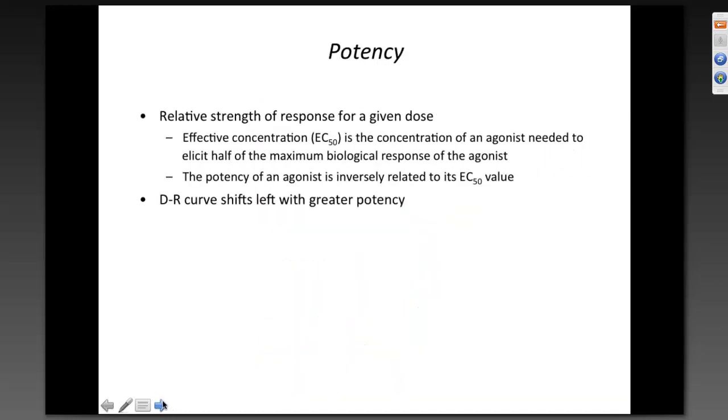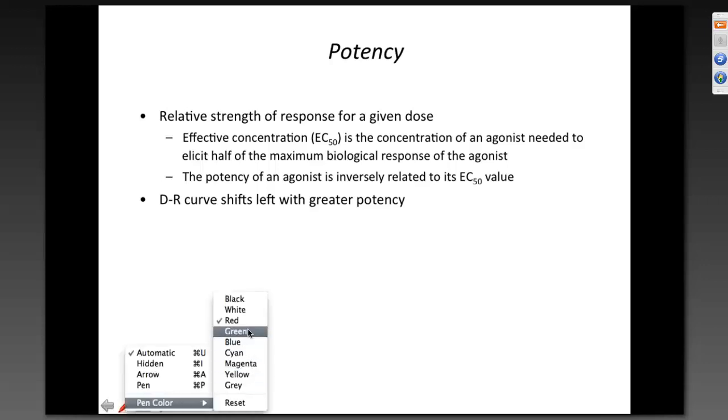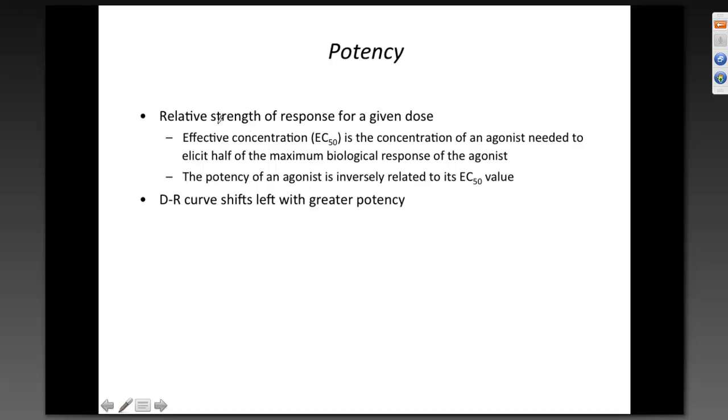So let's talk about the word potency now. So potency, relative strength for a given dose. Okay? We're talking about the strength of the response for a given dose. Now, I put the entire narrative here. The effective concentration is the concentration of an agonist needed to elicit half the maximum biological response.